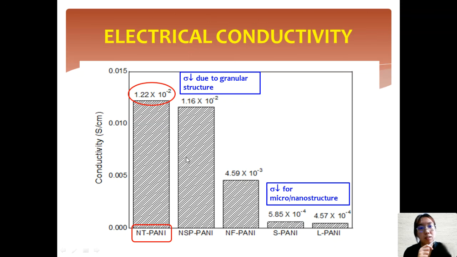While the polymer chains in the nanosphere have agglomerated to form larger granules. And the star and leaf micro-nanostructures actually have relatively low electrical conductivity compared to the nanostructure polyaniline. It can be due to the lack of sufficient overlapping of pi orbitals.